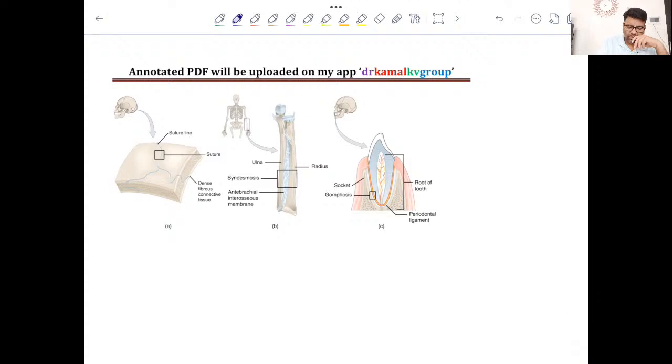So here you can see these are sutures between the different component bones of the skull. Then you can see here this is the interosseous membrane, what we call syndesmosis, between the radius and the ulna. Then you can see the teeth in the socket, and this is again a fibrous joint. Clear? So this doesn't allow any sort of movement.